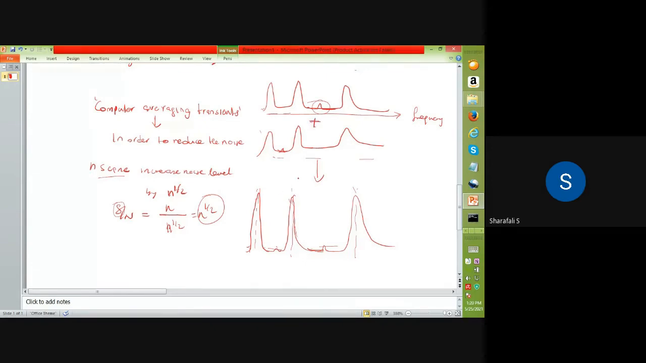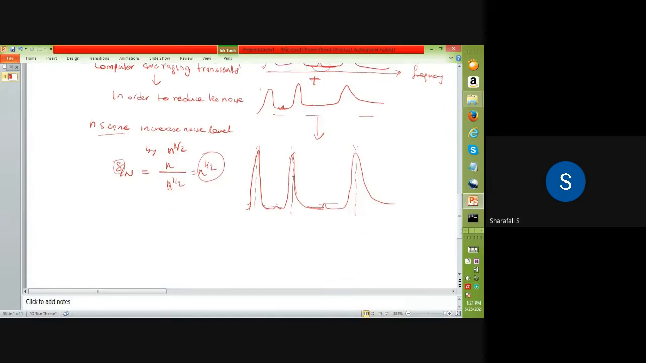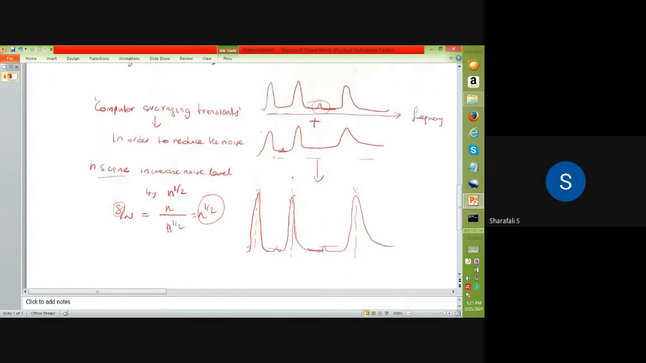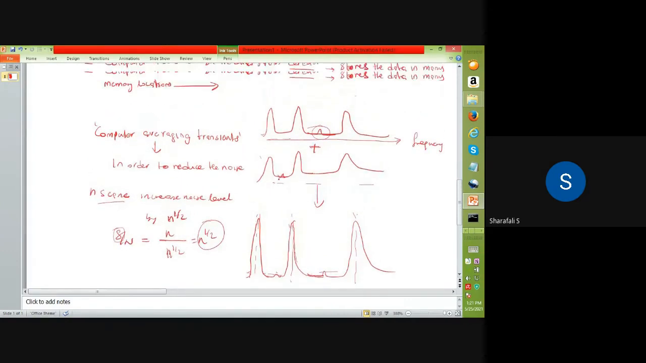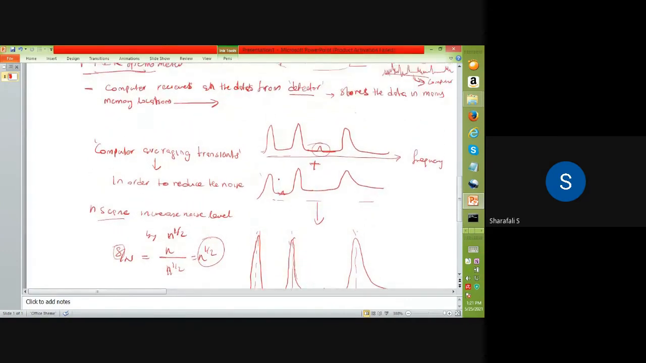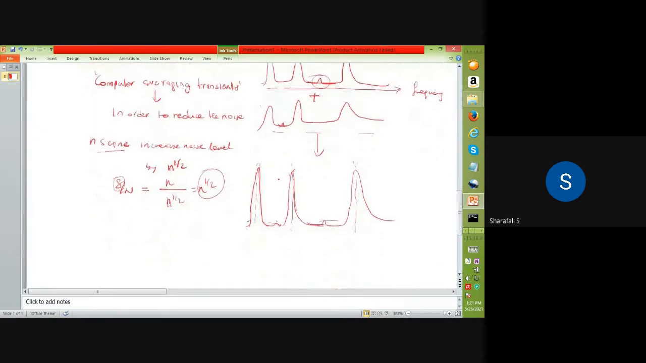So this technique is called computer averaging of transients, and this is possible only in the case of FTIR spectrometer, where we use computer averaging and computer manipulation. And this is also an advantage of FTIR spectroscopy. We will discuss the advantages later. So this is possible in the case of FTIR spectra.